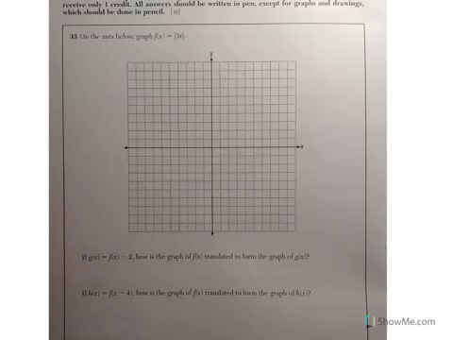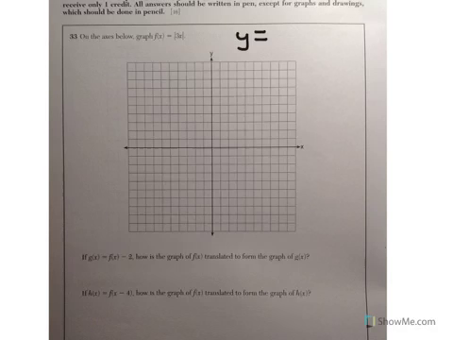Here's August 2014, questions 33 to 37. Number 33, on the axis below, graph f of x equals absolute value of 3x. So what you could do is type this into your graphing calculator, y equals, and remember you'd have to hit the absolute value sign before you type in 3x.